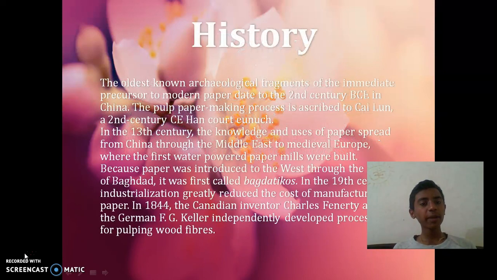The history of paper. The oldest known archaeological fragments of the intermediate precursor to the modern paper date to the 2nd century BC in China. The pulp making process is ascribed to Cai Lun, a 2nd century Han court eunuch. In the 13th century, the knowledge and use of paper spread from China to the Middle East to medieval Europe.